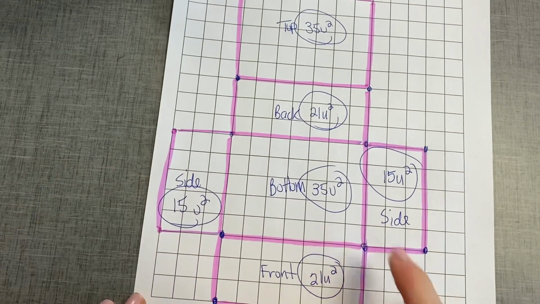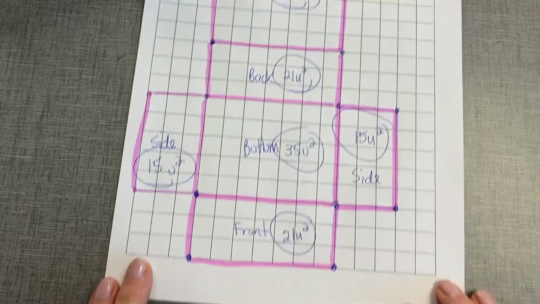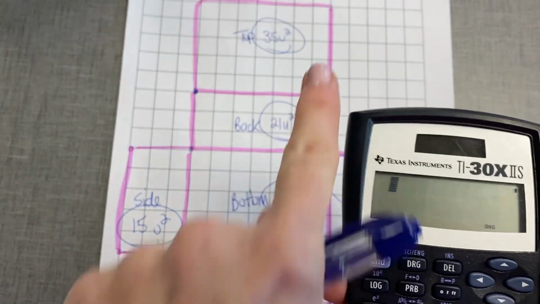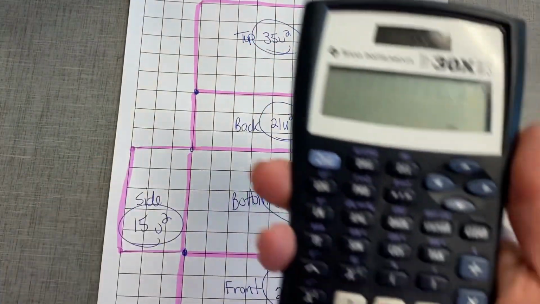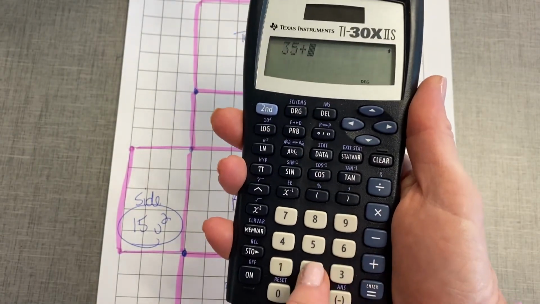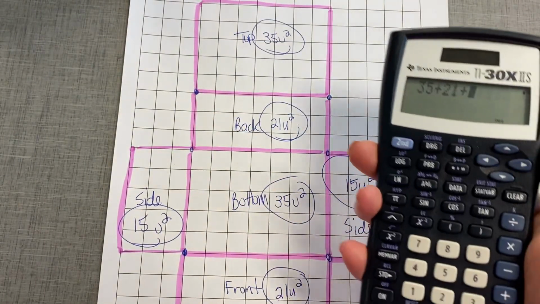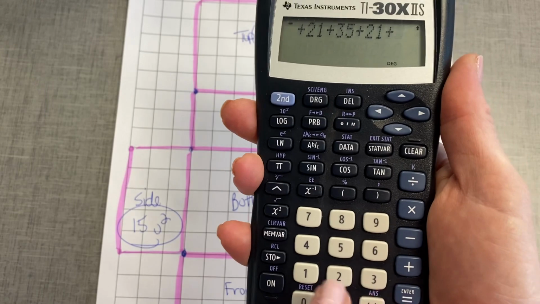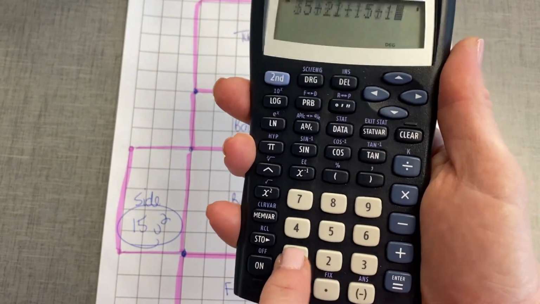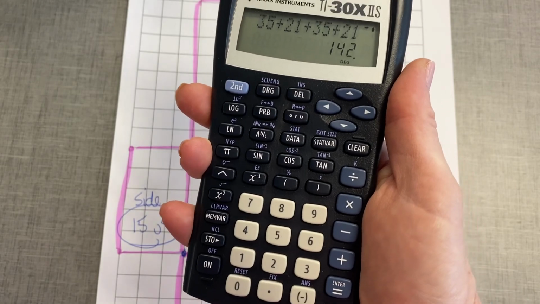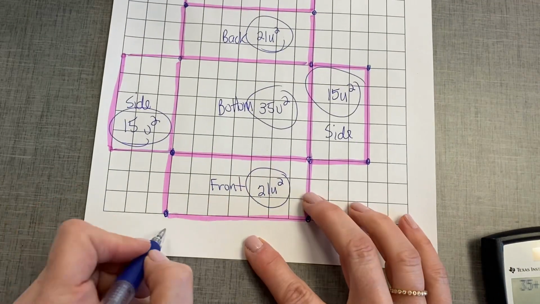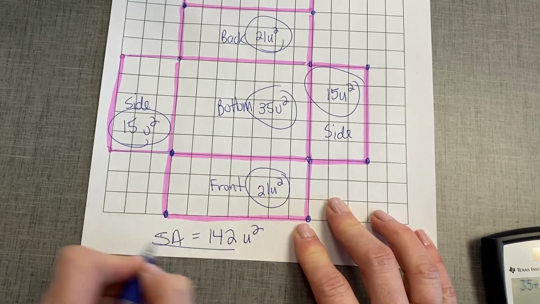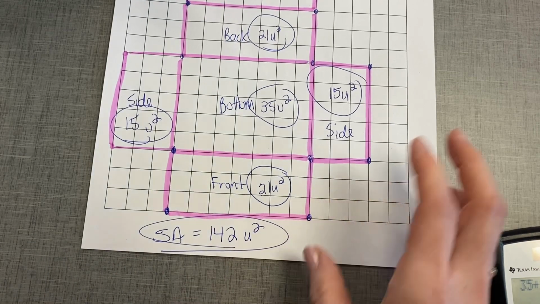So if we add all of these up, we're going to have our total surface area. Let's see, this one I might grab a calculator for. Okay, so we have to add together. I'm going to go straight down and then side to side. So 35 plus 21 plus another 35 plus 21 plus a 15 and another 15 is 142. So my total surface area is 142 units squared.